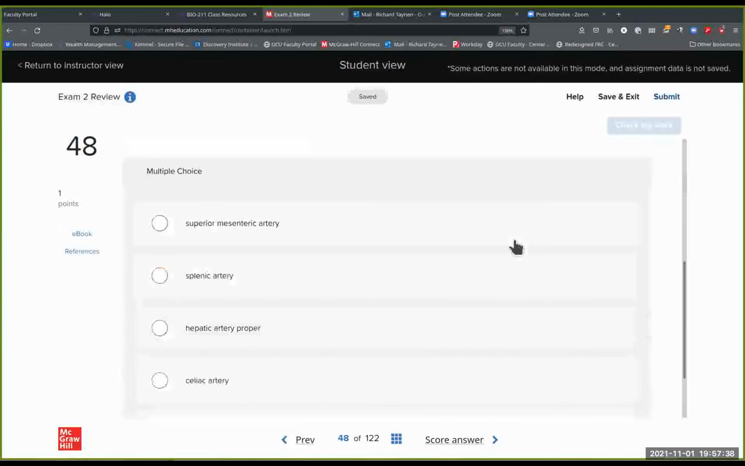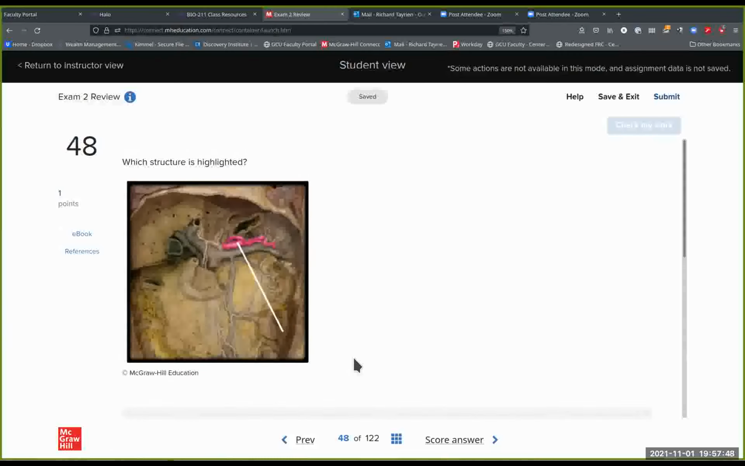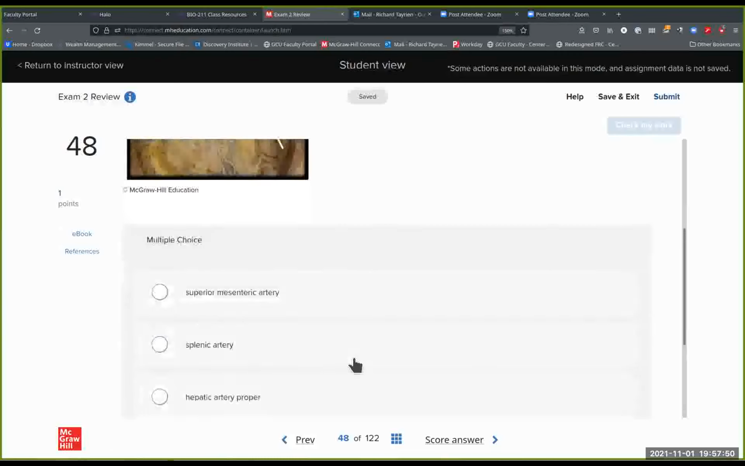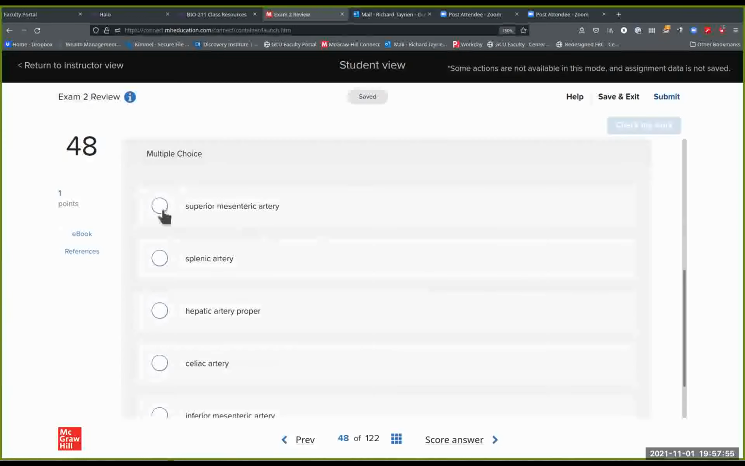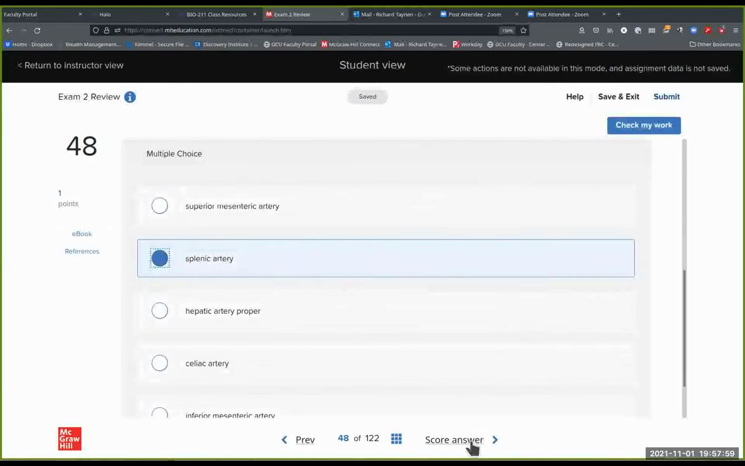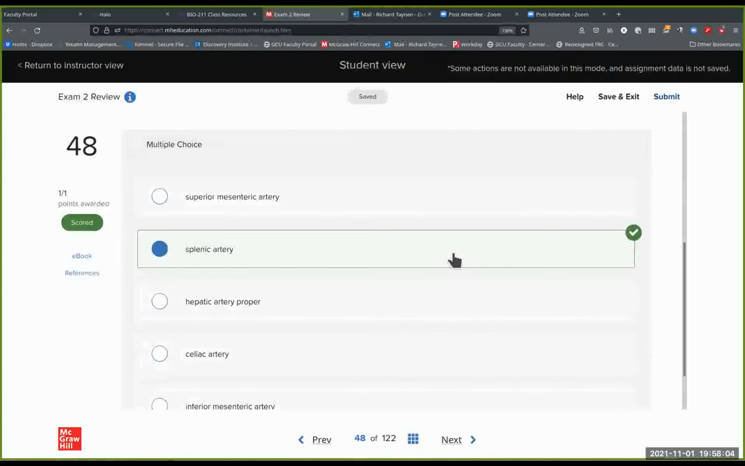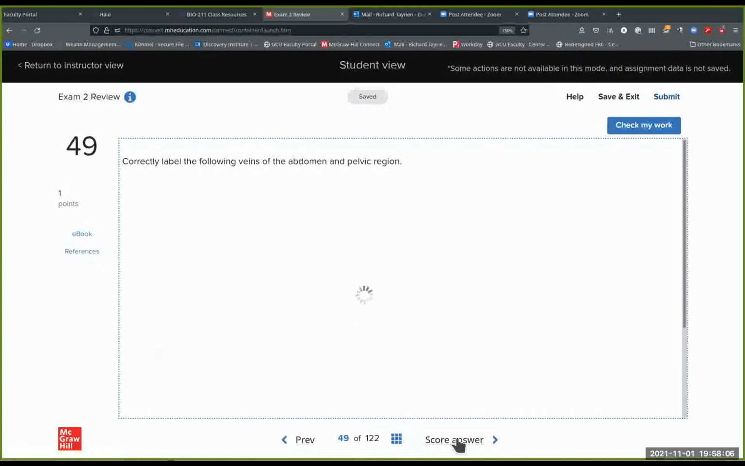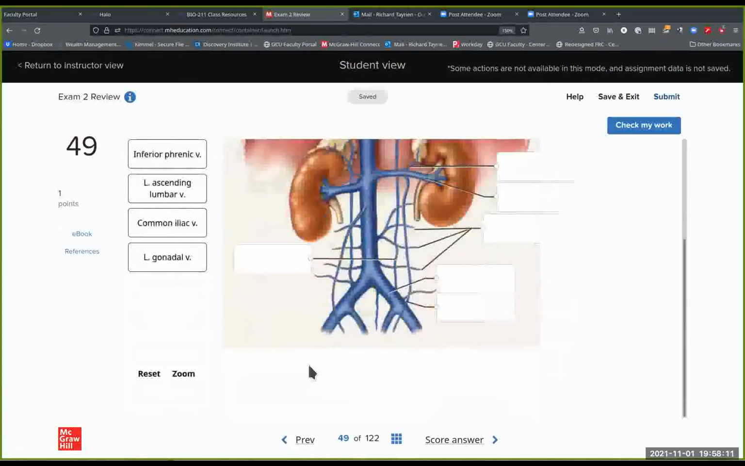I don't know. Splenic, superior mesenteric. Yeah, I think, I don't know. That's what I call it. I'm not sure, superior mesenteric, splenic. Yeah, okay. Okay, we've done this.